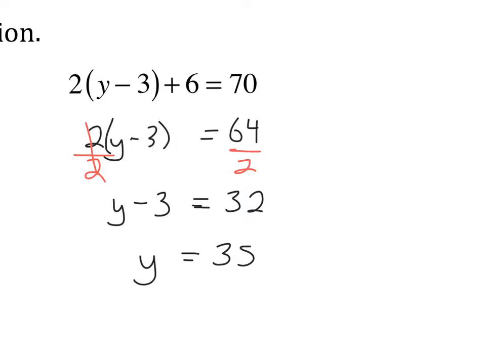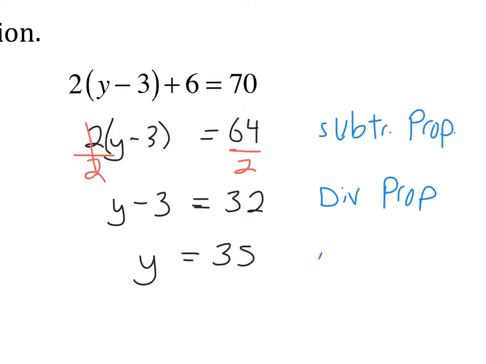And there we go. What steps did I do? Again, I did the subtraction property by subtracting 6 from both sides. Next, I used the division property, get rid of that 2. And lastly, I did the addition property to get rid of the negative 3.